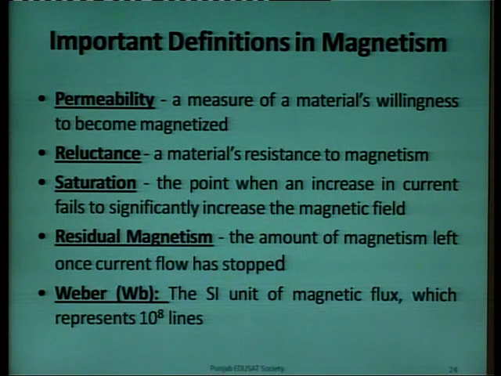Then Weber, it is the system international unit of magnetic flux, which represents 10 raised to the power 8 lines. 1 Weber of flux is equal to 10 raised to the power 8 lines of magnetic flux. So, these are the important definitions which are used in magnetism.